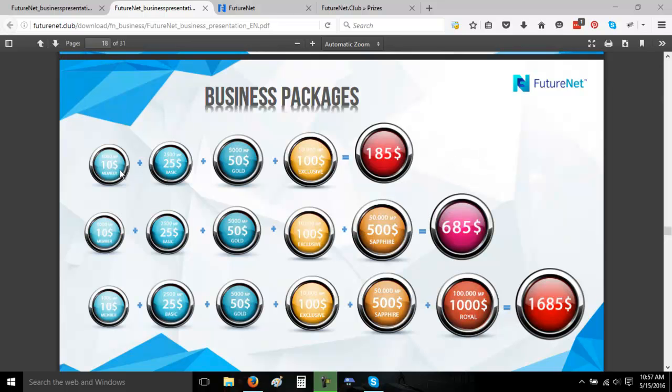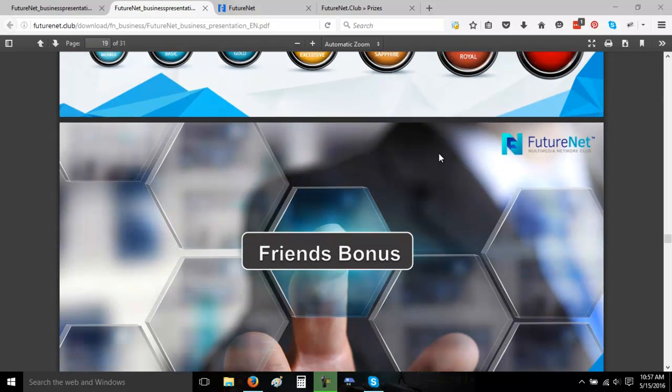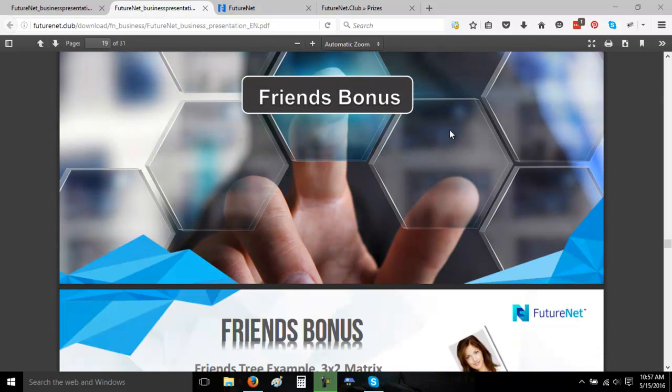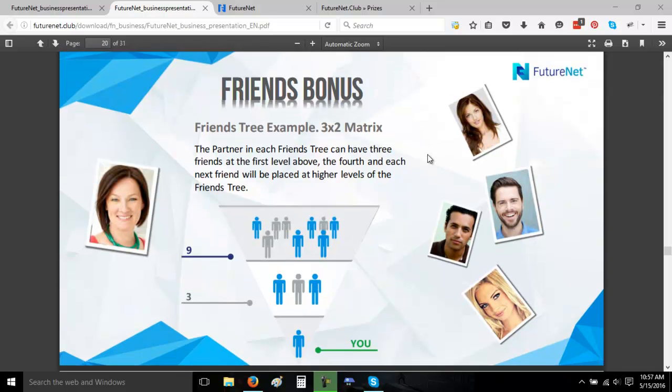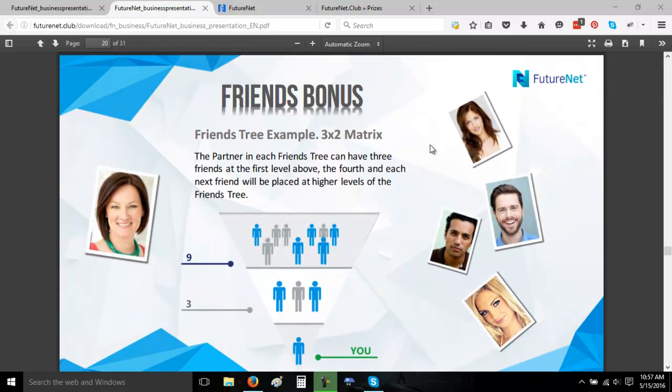And here's another example of the business packages. Just wanted to have you take a look at that real quick. And then you also get, of course, the friends bonus. And this right here is also very important. I want you to make sure that you pay close attention to this, because this is another great thing about this system as far as how this works.